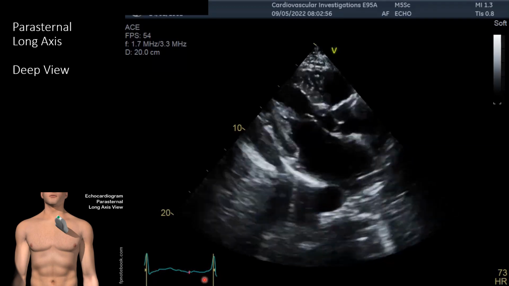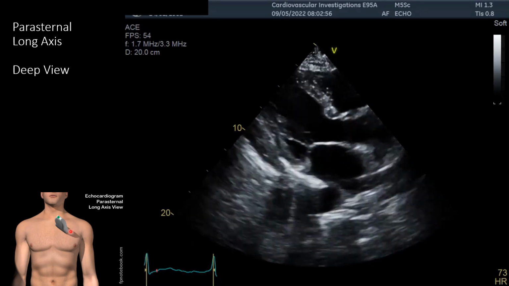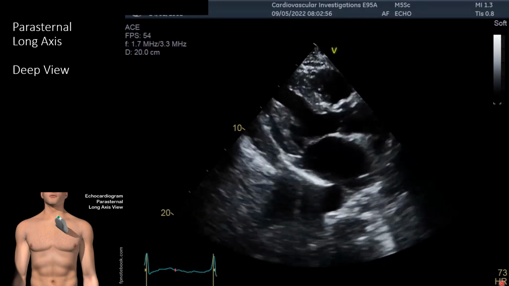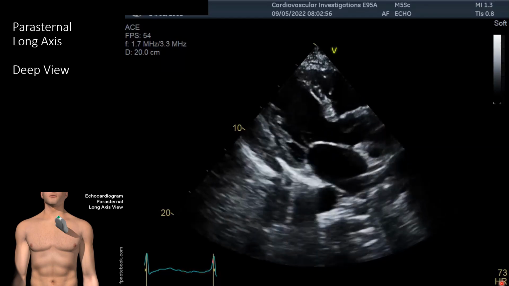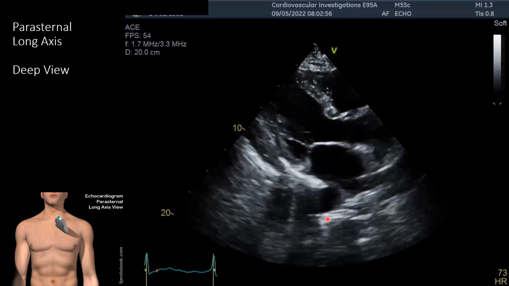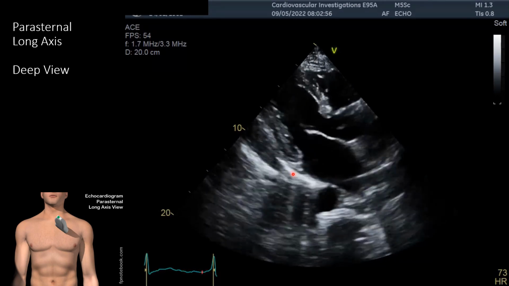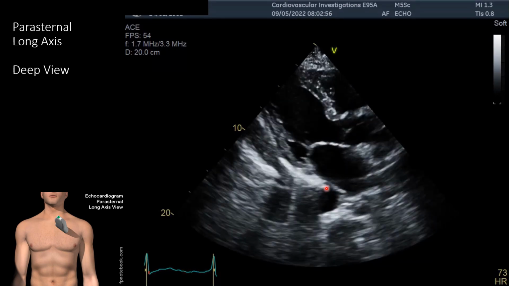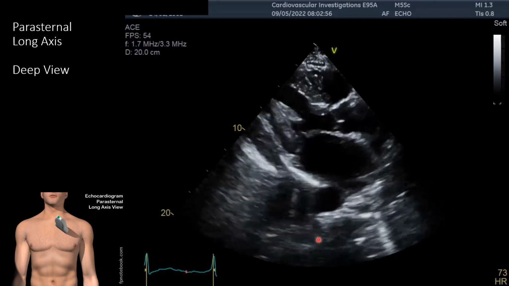Down the bottom of the screen, we can see the echocardiogram, which gives us some information about the cardiac cycle. And in this deep view, we're actually looking not at the cardiac structures, but at those structures behind the heart. And the aorta is a good reference here, the descending aorta, which can help guide us for a pericardial effusion, which might lie anterior to the aorta, or a pleural effusion, which might lie posterior.